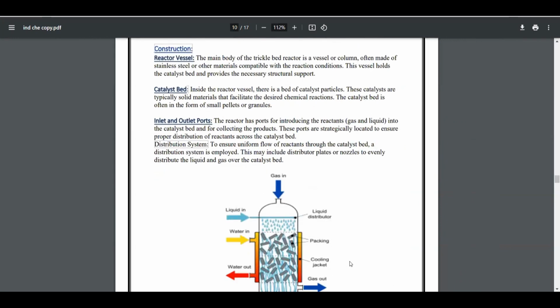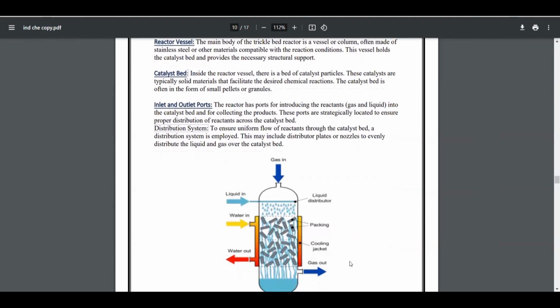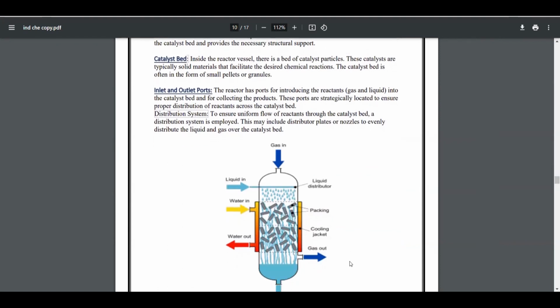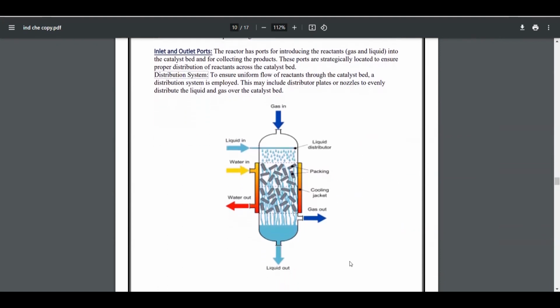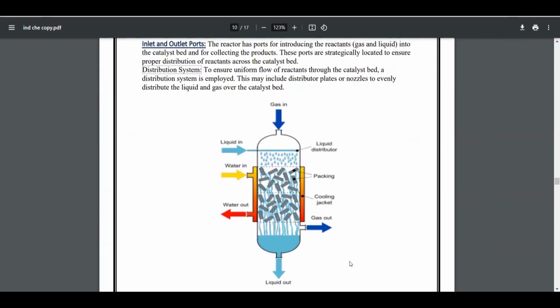So the construction of the trickle bed reactor, it consists of a reactor vessel. The main body of the trickle bed reactor is a vessel or a column that is often made of stainless steel or other materials that are compatible with the reaction conditions. This vessel holds the catalyst bed and provides the necessary structural support. The catalyst bed inside the reactor vessel is typically made of solid material that will facilitate the desired chemical reaction, and is often present in the form of small pellets or granules.